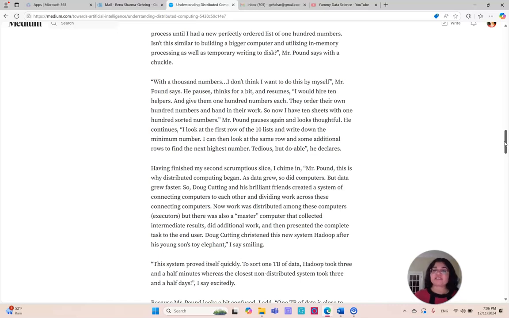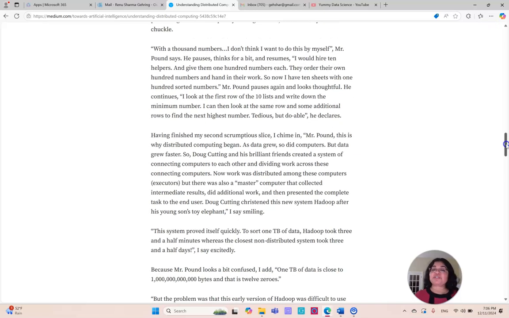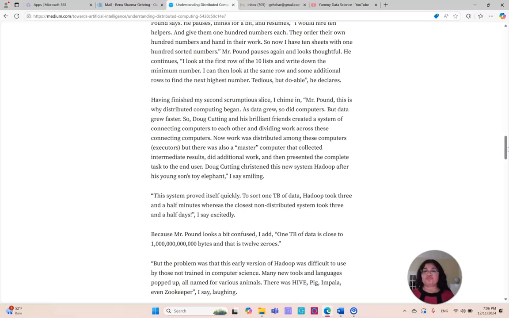Having finished my second scrumptious slice, I chime in. "Mr. Pound, this is why distributed computing began. As data grew, so did computers. But data grew faster. So Doug Cutting and his brilliant friends created a system of connecting computers to each other and dividing work across these connected computers. Now, work was distributed among these computers. They're called executors, but there was also a master computer that collected intermediate results, did additional work, and then presented the complete task to the end user."